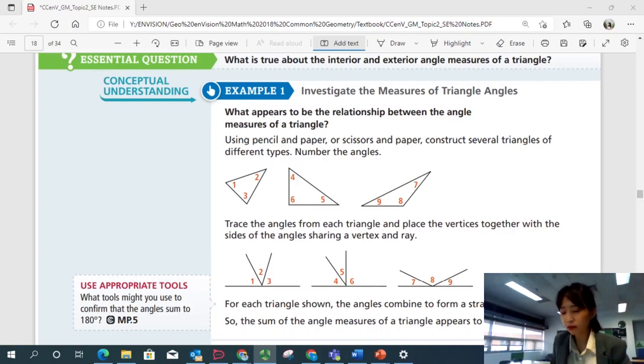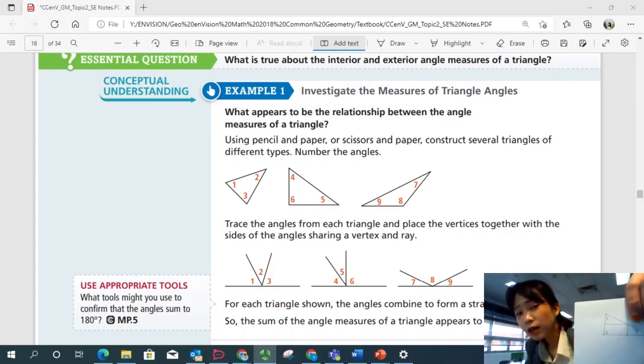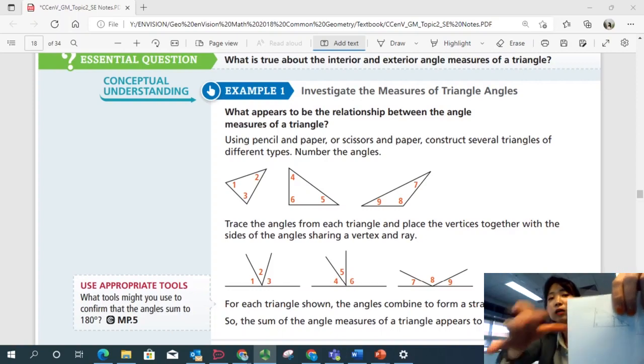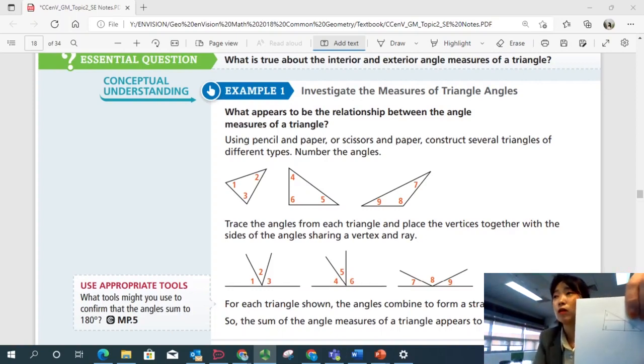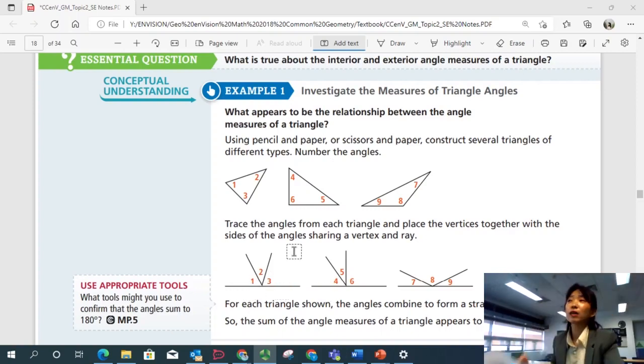Okay? What if you divide your triangles like this, and then like this? So if you cut your triangle like this and try to put your angles together on a straight line. If you look at example 1, this triangle, if you cut this triangle and put all those angles together on a straight line, they make a straight line. And this triangle as well, that triangle as well.